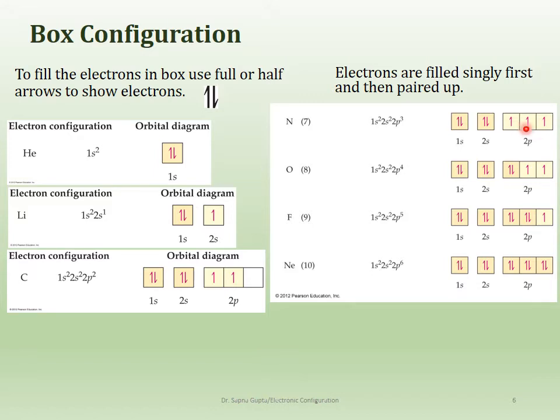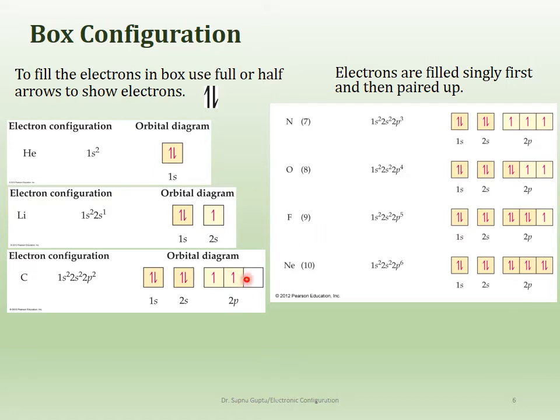Now it is a good idea to put all of these electrons in the same spin. Do not put one electron going up and the other one going down. That's not a good idea. Make sure that all the electrons are going in the same spin. When you start pairing them up, then you start putting them in opposite spin in the same box. But the other 2 electrons should still be going in the same spin. So that's the rule for drawing box configuration.